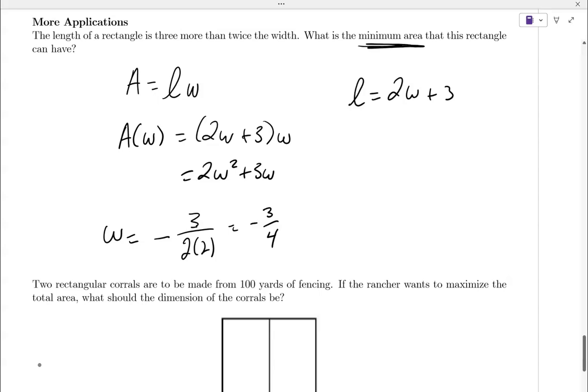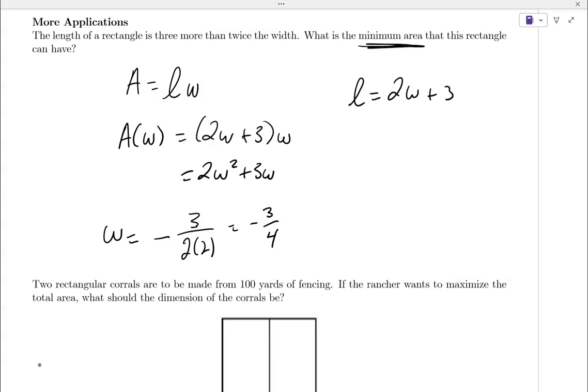What's wrong with that? Yeah, the width of the rectangle can't be negative, right? That's an issue. The problem should, I typed this out of somewhere else. The problem probably should say 3 less than twice the width, so that I'd have a minus 3 here. Which would make a lot more sense, right?